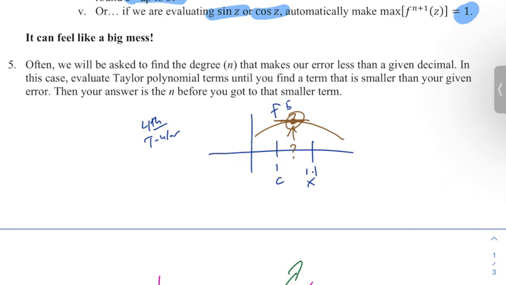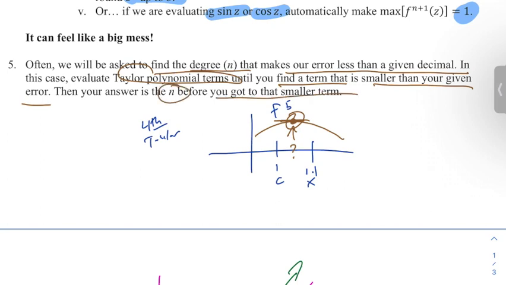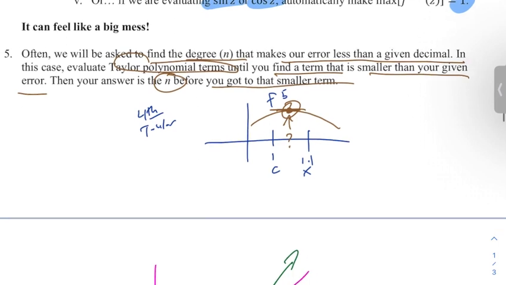All right, finally, one more thing. Maybe not often, but sometimes we'll be asked to find the degree that makes the error less than a given decimal. So in this case, you want to evaluate the Taylor polynomial terms until you find a term that's smaller than your given error. Then your answer is the n before you got to that smaller term.